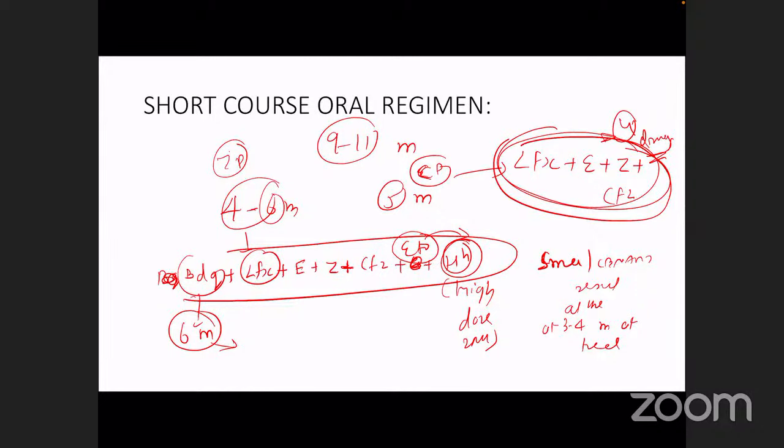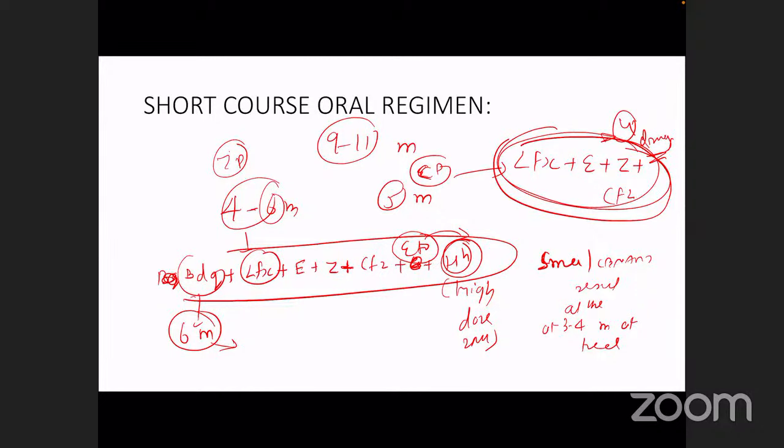It's clear, Ashraf. Okay. So I hope this is very clear about the short course oral regimen containing bedaquiline. Everybody knows bedaquiline has been a game changer drug for management of drug-resistant tuberculosis. Because of bedaquiline, it has been possible to bring down the duration of treatment from 18 to 24 months to 9 to 11 months. But I just told you when you can use.